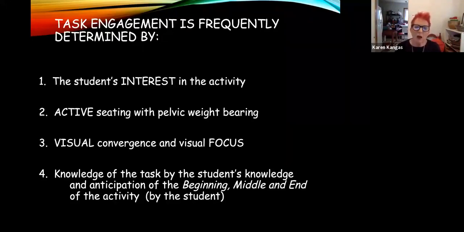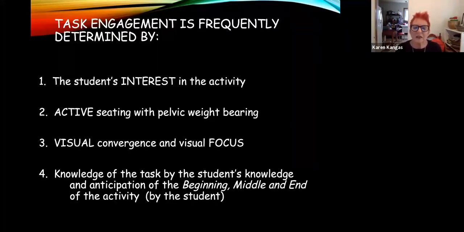We talked last week, I hope, about how important it is that we help our students have an opportunity of active seating with pelvic weight bearing. That really sets up the body by saying to the body, we're going to get engaged in an activity, you're interested. Pelvic weight bearing and active seating is a demonstration of interest. It is how the body, all Homo sapiens on planet Earth, moves toward an activity, how it sits down in a seat and moves toward an activity, how it sets up visual convergence and visual focus automatically, and then how it assists in that task engagement.